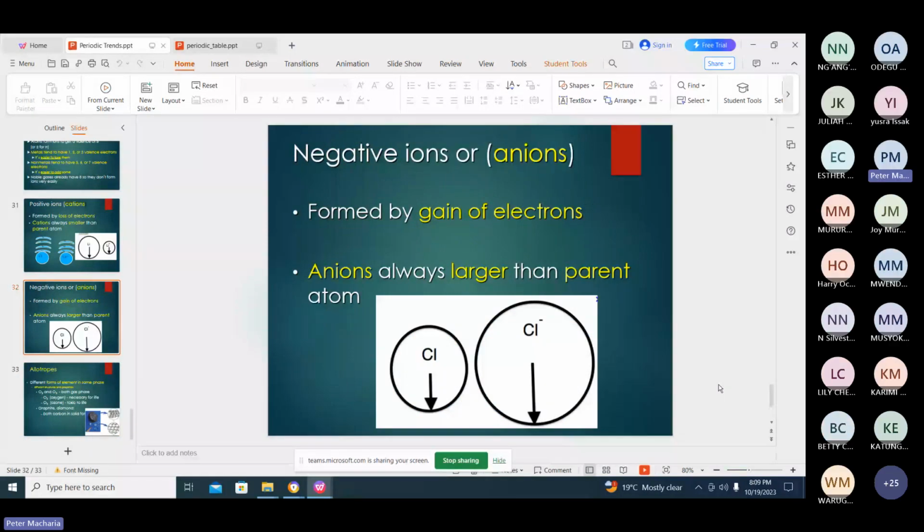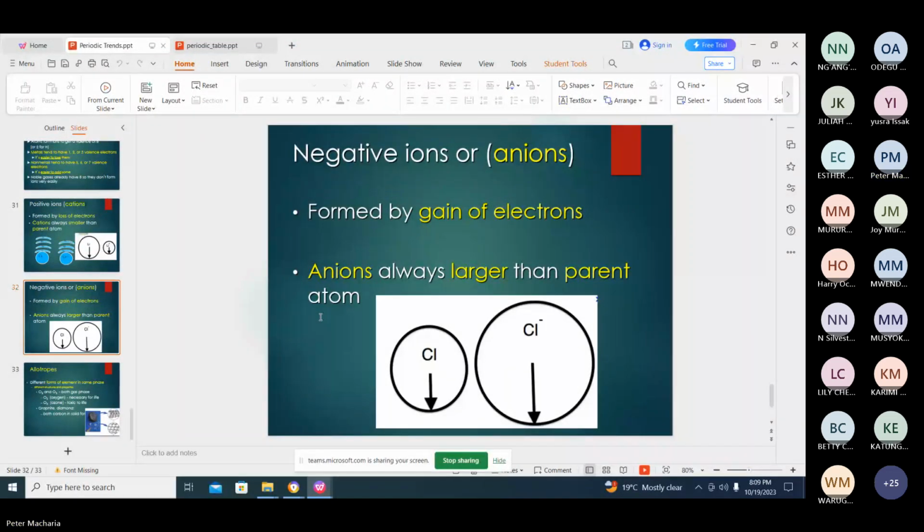Basically here we are showing that, for example, chlorine can achieve the noble gas configuration by gaining electrons. And what we are trying to show here is that when chlorine gains an electron, because you have added an extra electron to a shell that already had electrons, they will repel one another and the radius will increase. So when you add an electron to an atom, the radius increases.